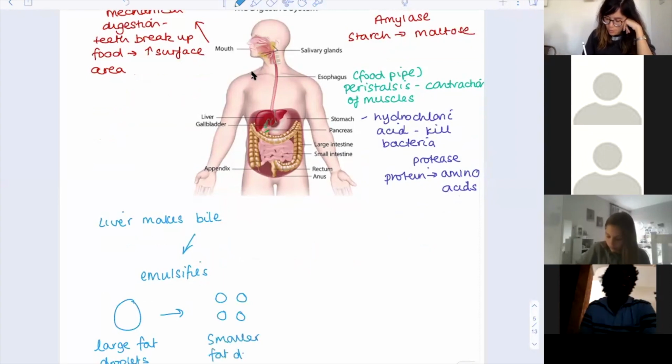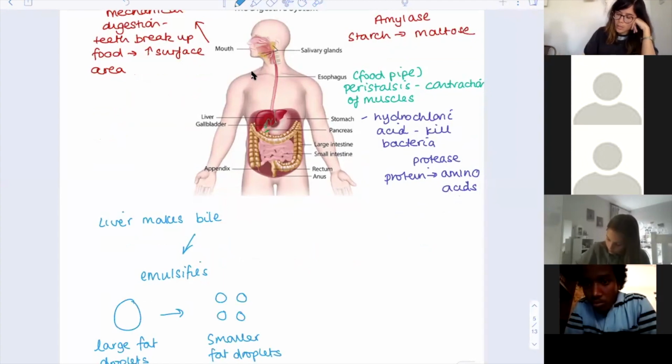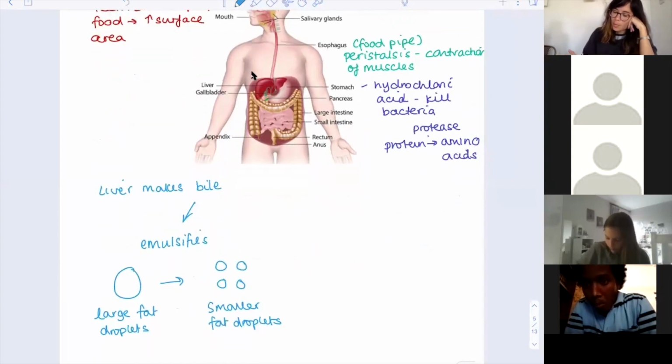And this is really important because it increases the surface area of those fat droplets. And if you remember from above, which enzyme is then going to work on those fats? Well, it will be the enzyme lipase. So effectively it makes it easier for the lipase to get to work.